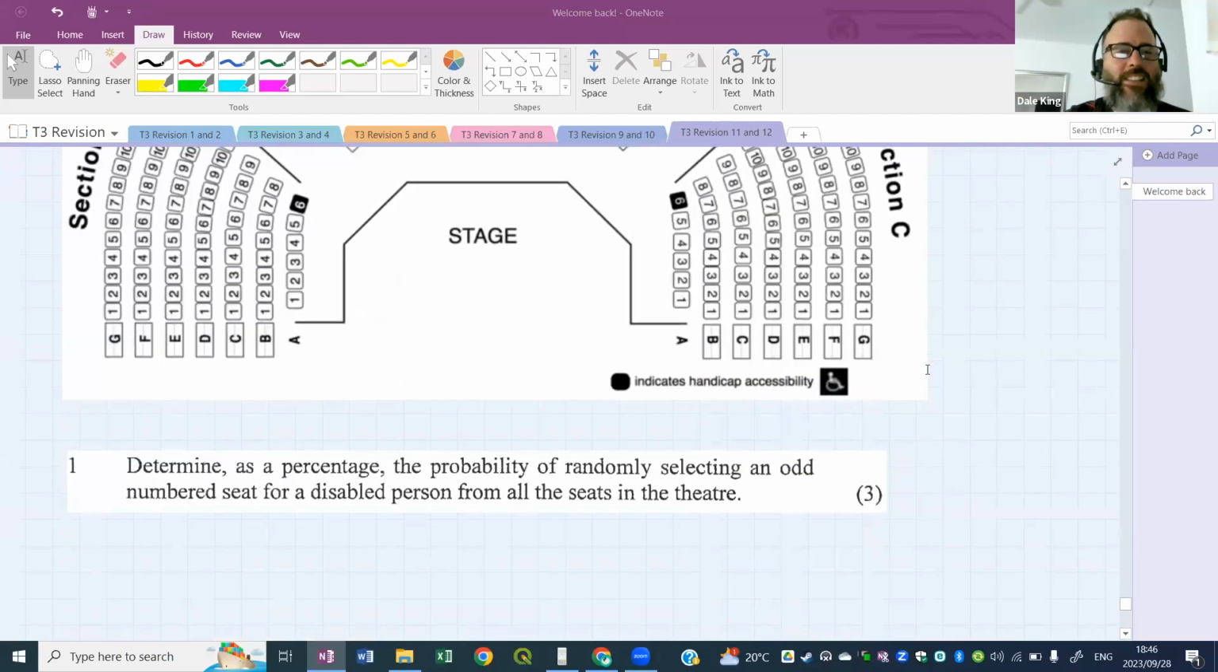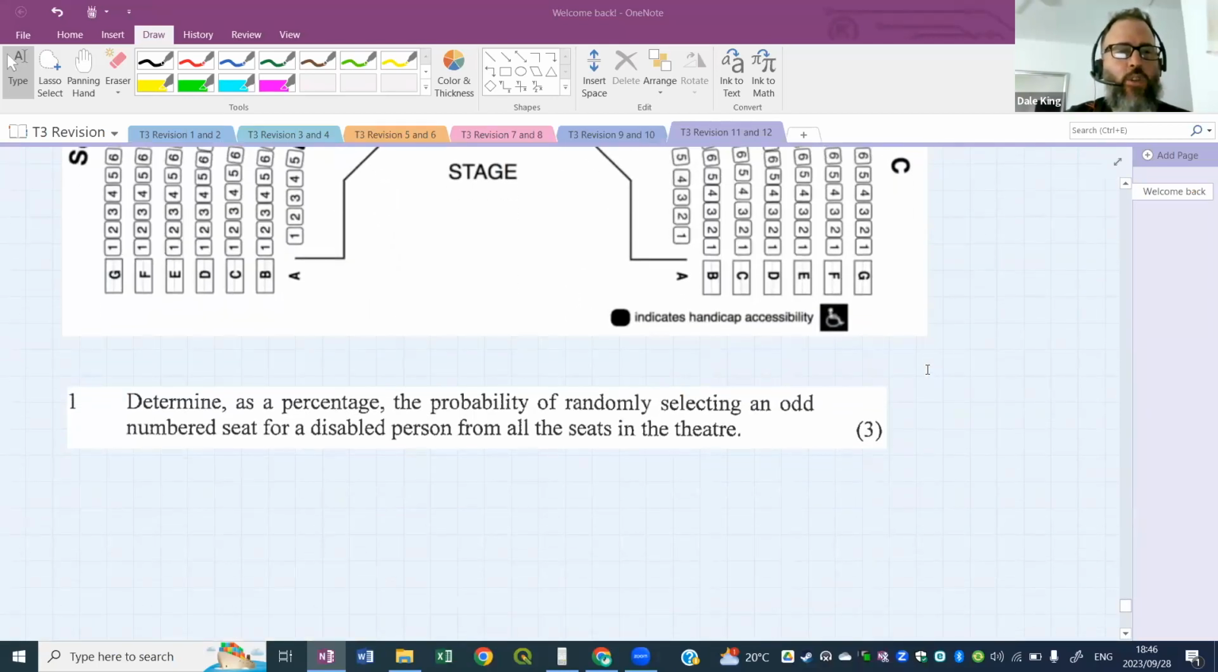All right, let's have a look at question 1. Determine as a percentage the probability of randomly selecting an odd numbered seat for a disabled person from all the seats in the theater. Right, as soon as you see the word probability, we know we need the formula. P is equal to, there's a fraction, we need 2 parts. The bottom one we'll do first.